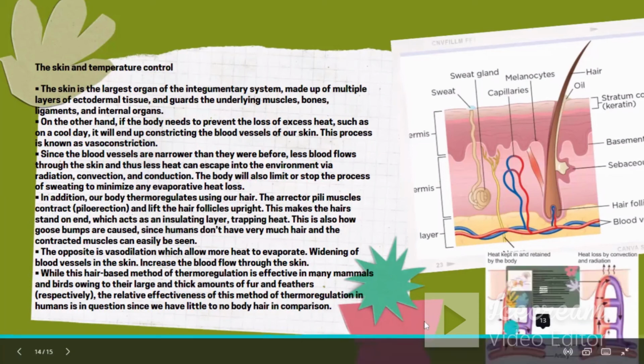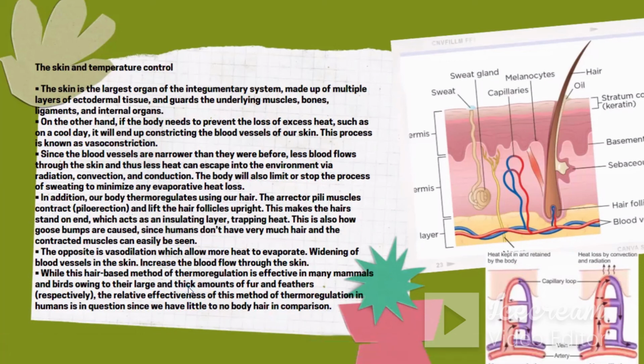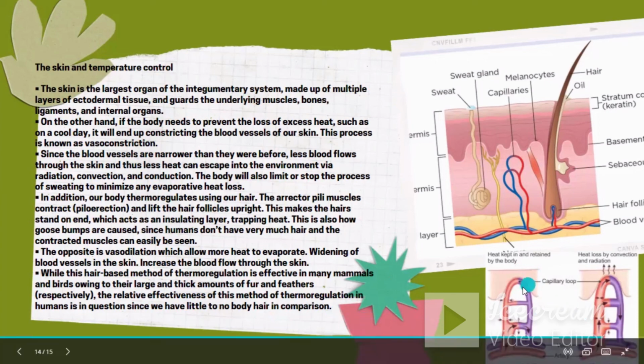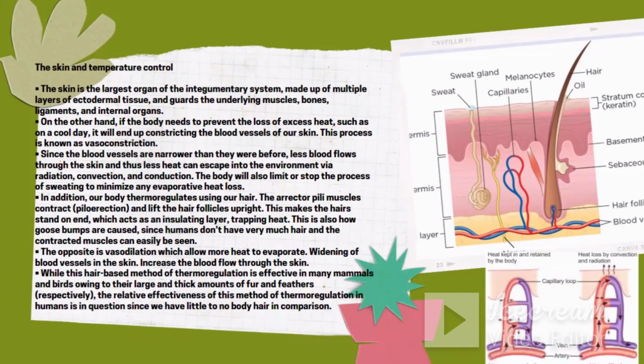The second process is called vasoconstriction. If the body needs to save body temperature, the blood capillaries closer to the surface of the skin reduce the blood supply and constrict. Then heat is protected. And we have sebaceous glands and also sweat glands. Using these, body heat is also maintained.